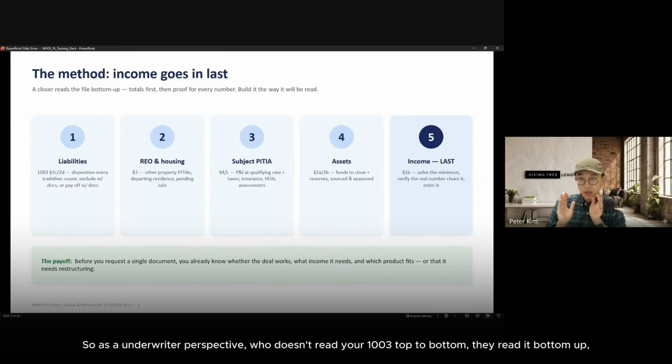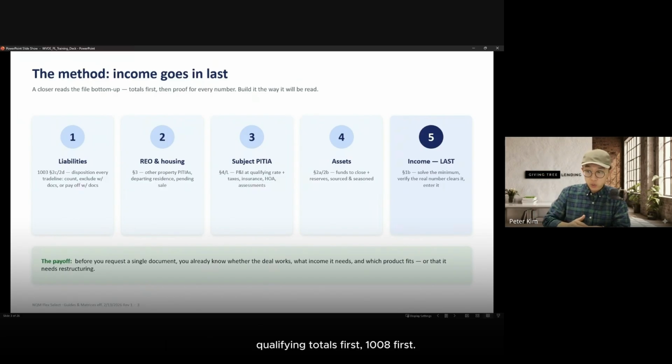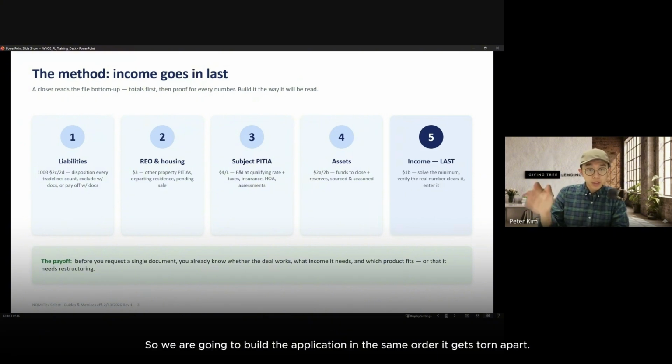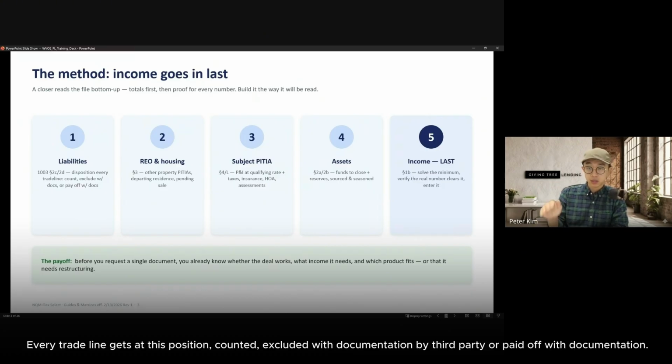From an underwriter's perspective, they don't read your 1003 top to bottom. They read it bottom up, qualifying totals first, the 1008 first, and then they hunt for the document behind every number. So we are going to build the application in the same order it gets torn apart. Step one, liabilities, which we always review first, on section 2C and 2D. Every trade line gets a disposition: counted, excluded with documentation by a third party, or paid off with documentation.